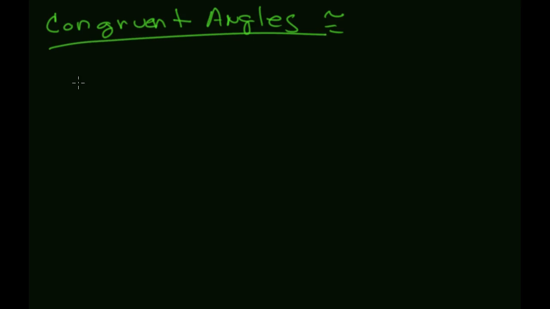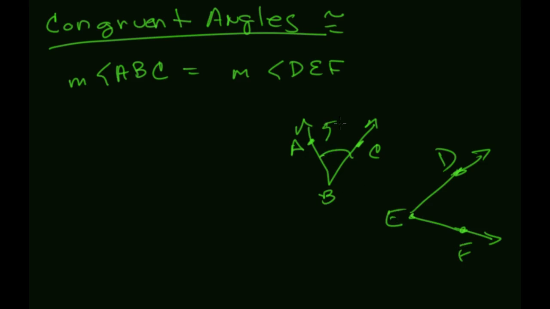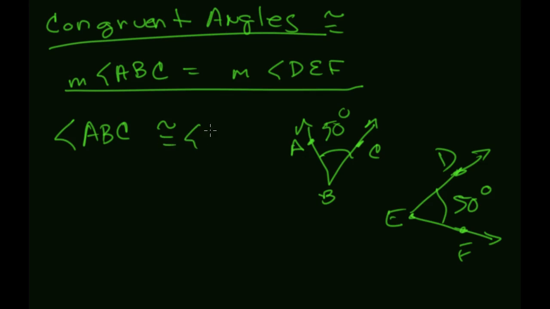Okay, so since I've measured angles, I have a way to talk about angles being congruent. So that's this little symbol again here, right? So if I know that the measure of an angle ABC is equal to the measure of another angle DEF, so let's say here is angle ABC, and over here somewhere is angle DEF, and this measures 50 degrees, and this measures 50 degrees. So if their measures are equal, then I can say that angle ABC is congruent to angle DEF.